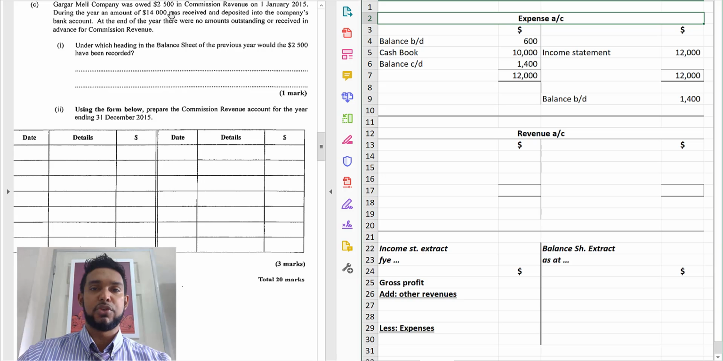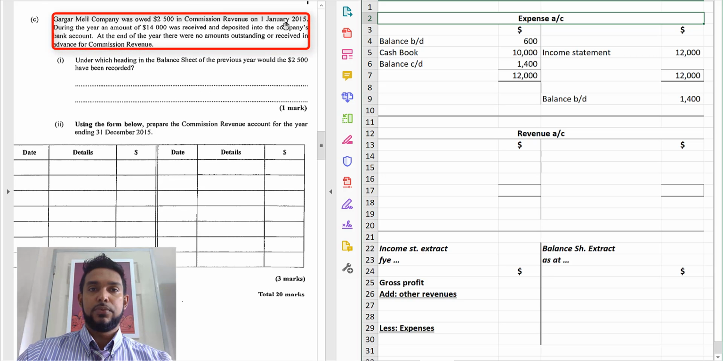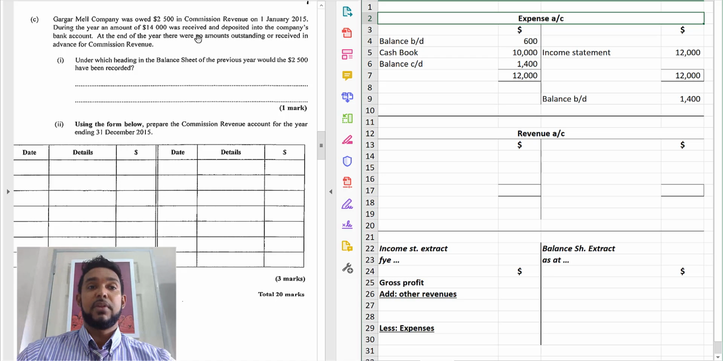Gargamel was owed 2,500 in commission revenue on 1st January 2015. During the year, an amount of 14,000 was received and deposited into the company's bank account. At the end of the year, there were no amounts outstanding or received in advance. So what they're telling us is there's no ending balance. We received 14,000 and we were owed 2,500 at the start. So if you were owed 2,500 at the start, they had to pay that. And then they paid 14,000 more, so if you don't have any balance at end, it means you received exactly what you were owed, which means you earned 16,500.